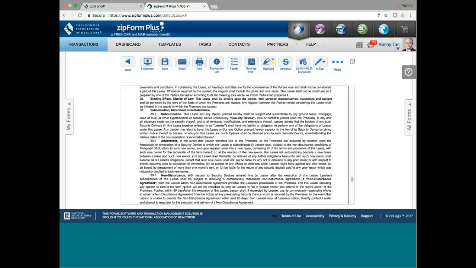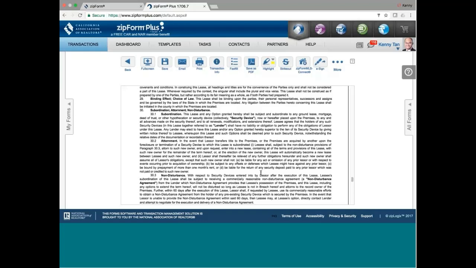All non-disturbance means is, as long as the tenant attorns, the landlord will not do anything to disturb the possession of the tenant. So you don't have to worry about the new owner doing anything to disturb your possession of the premises, even if your landlord is foreclosed on. That's what non-disturbance means.